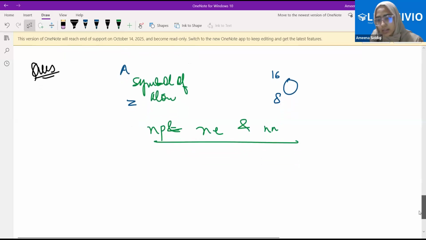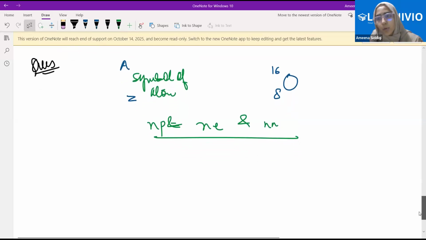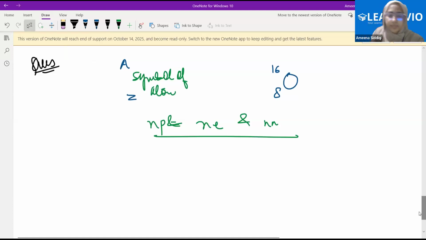Just by looking, ma'am, is it this? 8 is the number of protons and neutrons: 8 protons, 8 electrons, and 8 neutrons. Very good. Okay, now let's take some other example. You see, this is just a coincidence that all of the things are coming out to be equal. Okay, this is just a coincidence.